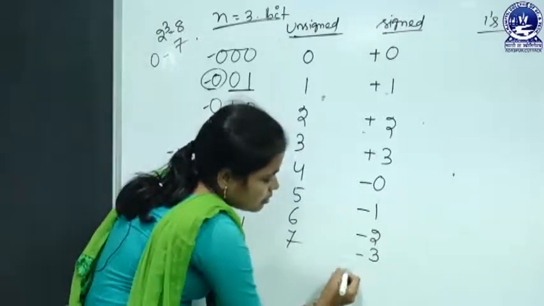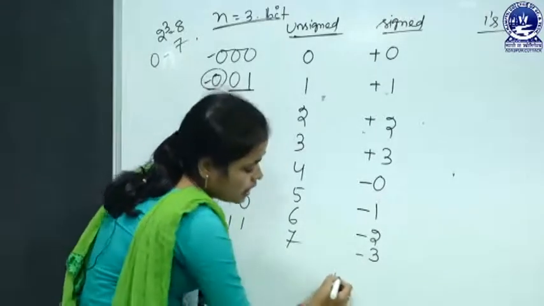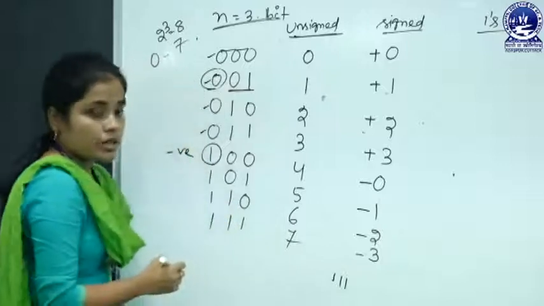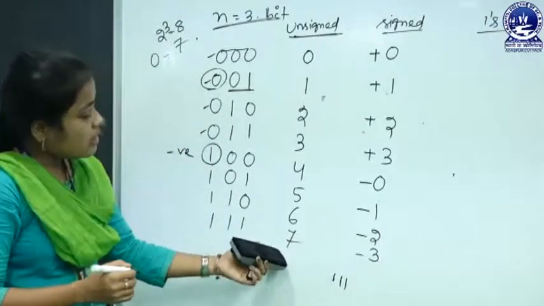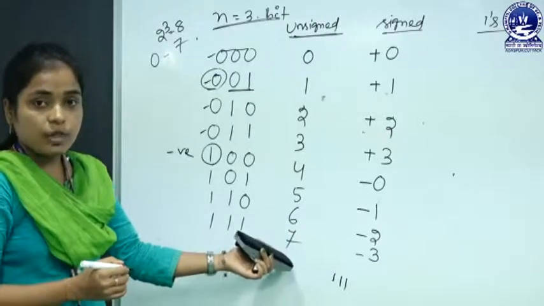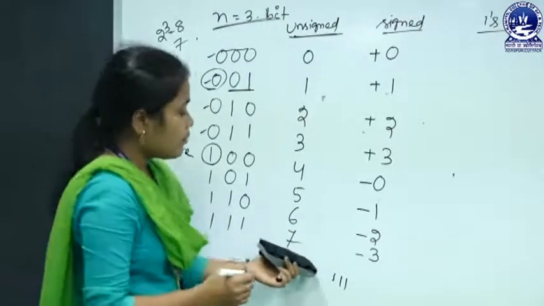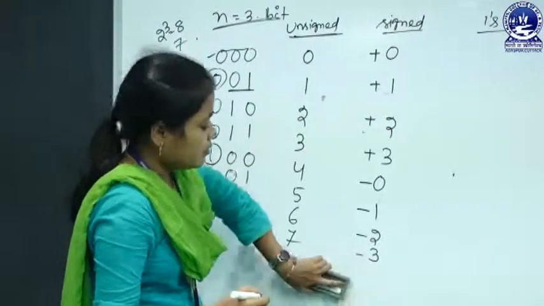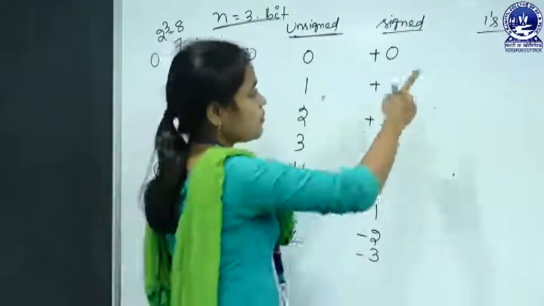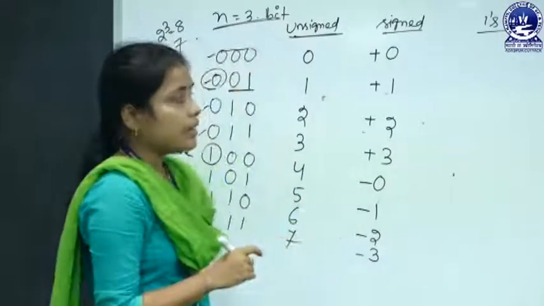Minus 3 means for minus it is 1, and for the 3 value it is 1 1. So, I am writing here minus 3. The unsigned value is 7, that is a decimal value you can also call, but for the signed magnitude value this will be minus 3. So, let us see what will be the ones complement.